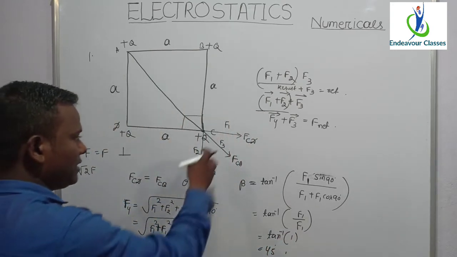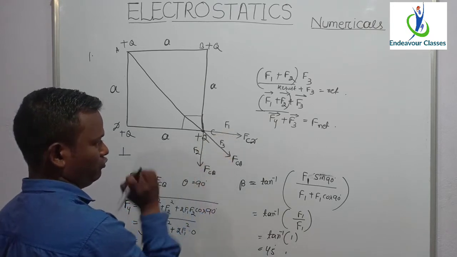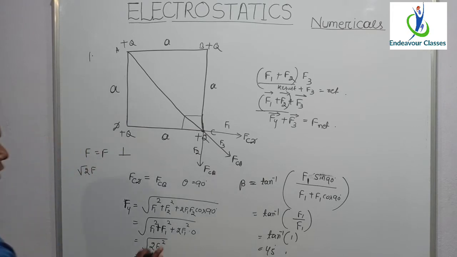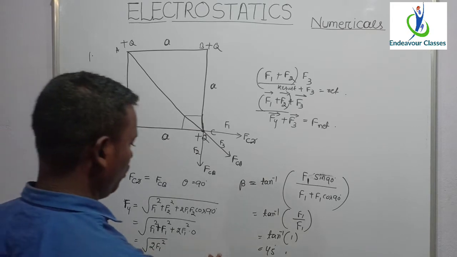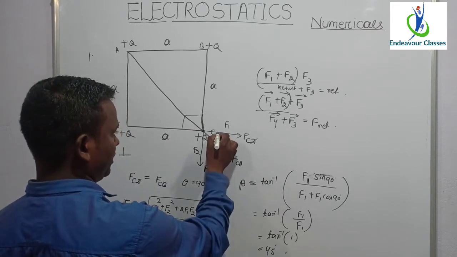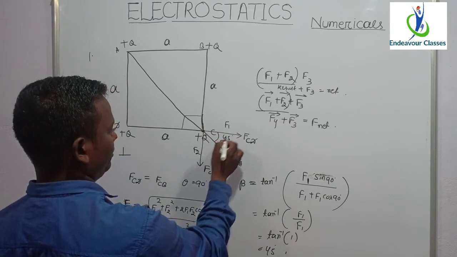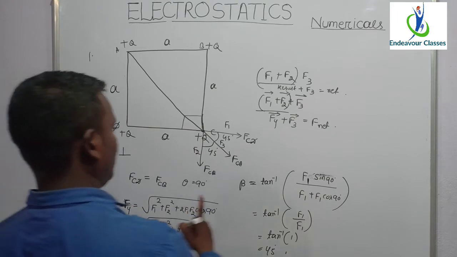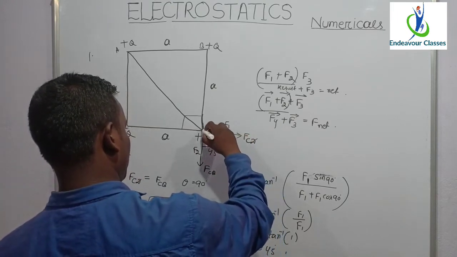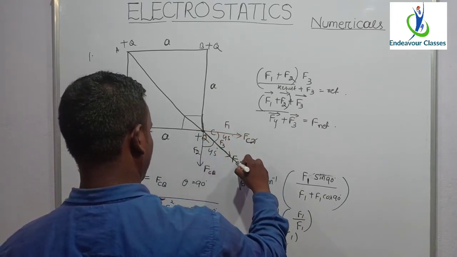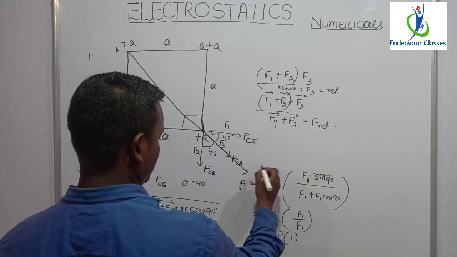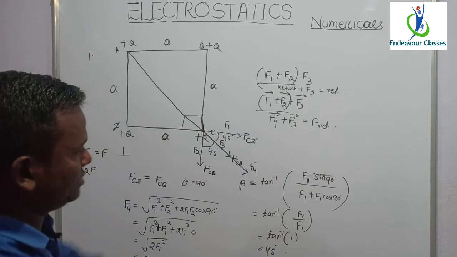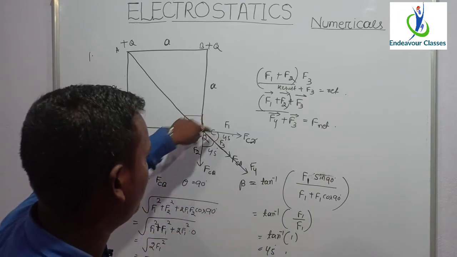So the resultant of these two, F1 and F2, that means FCD and FCB, will be root 2 F1, and it will go making an angle of 45 degree with each of the vectors. So that means the resultant of these two will go along this line. So this is the F4, which is the resultant of F1 and F2.